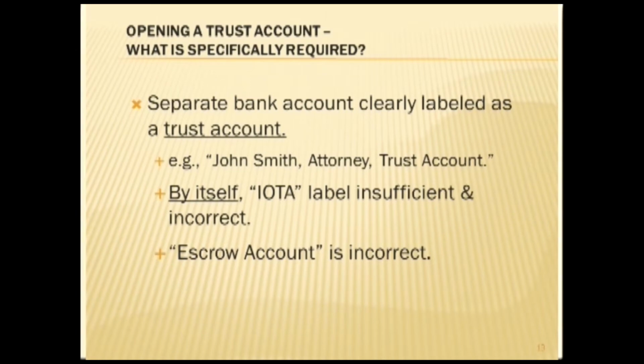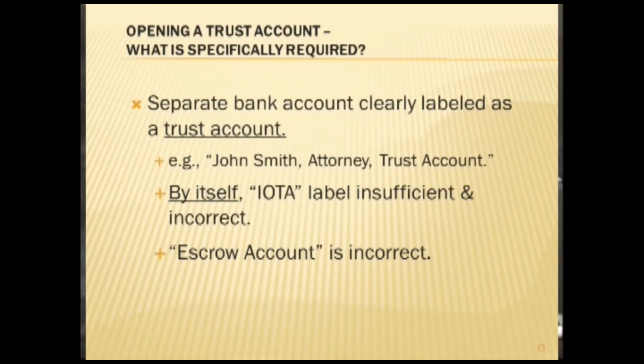It doesn't have to say IOTA, but also using the words IOTA account is also not correct. We have to use the word trust in there. So for instance, John Smith, attorney, trust account. The Smith, Jones, and Brown, PA, trust account. Those are correct. To say Brown and White escrow account is not correct, and it is a violation of the rule.